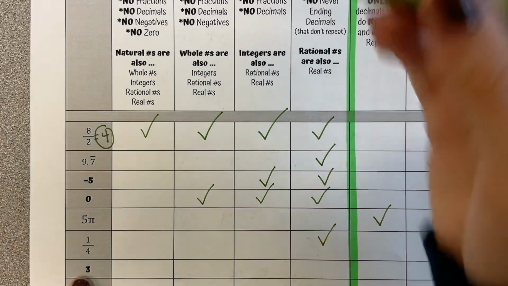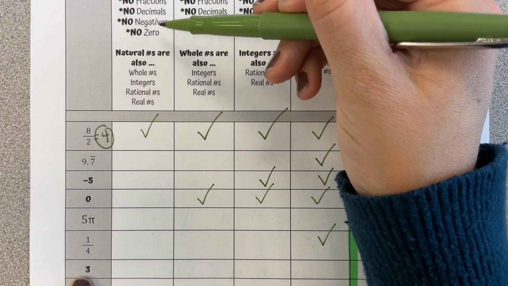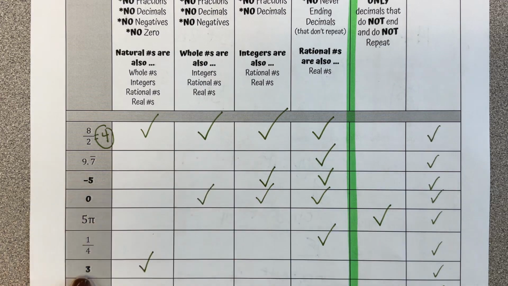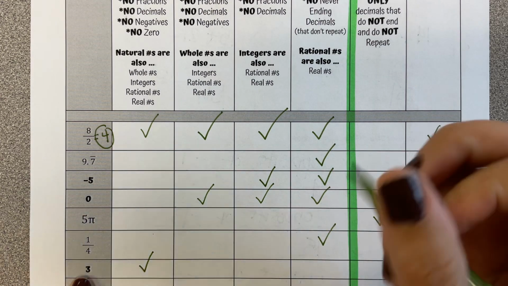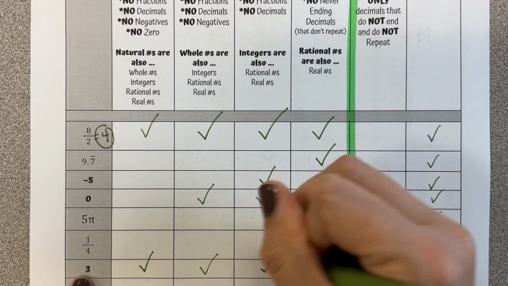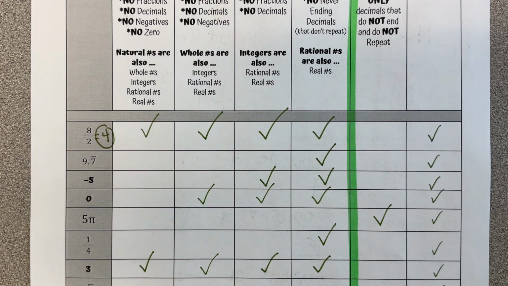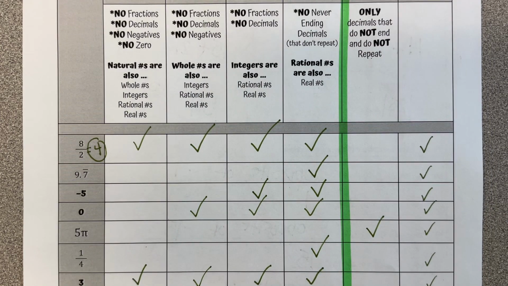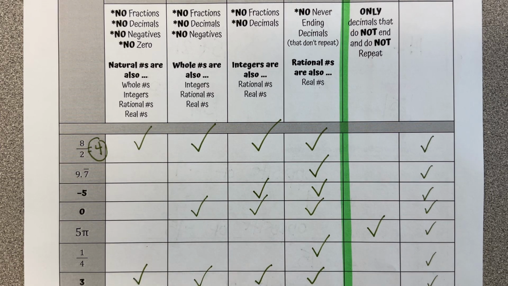Number 3, there's no fractions, there's no decimals, there's no negatives, there's no zeros, so therefore it is a natural number. If it's natural, it's whole, it's an integer, it's rational. Every single natural number is also a whole number. The only one that isn't both is 0.